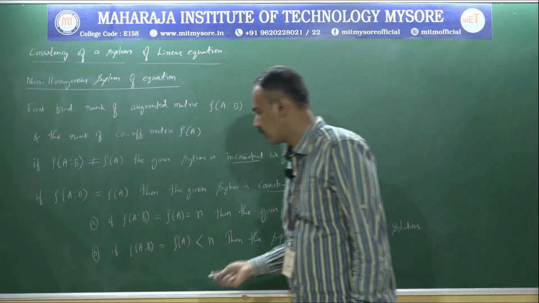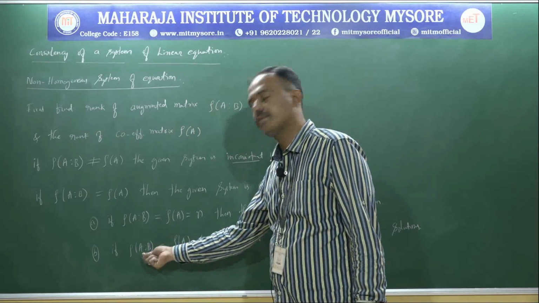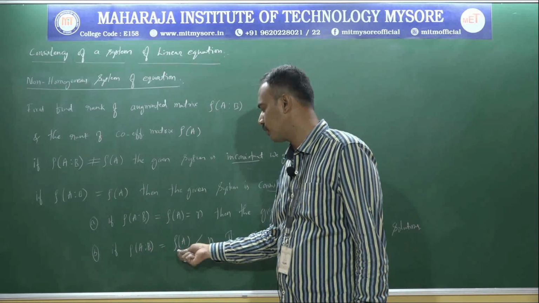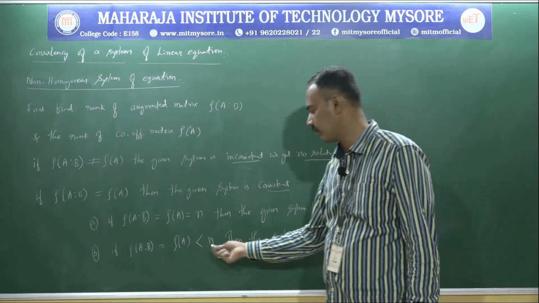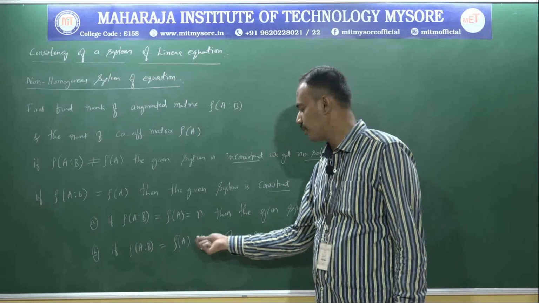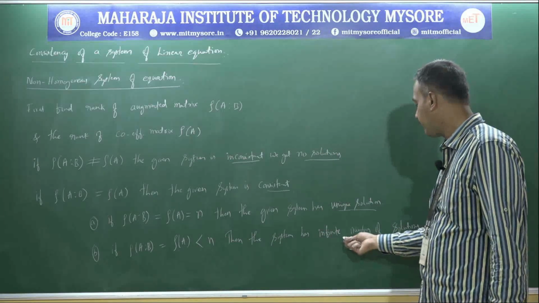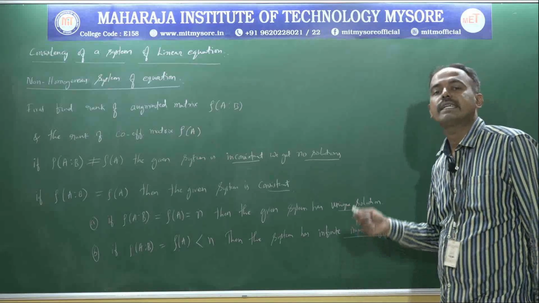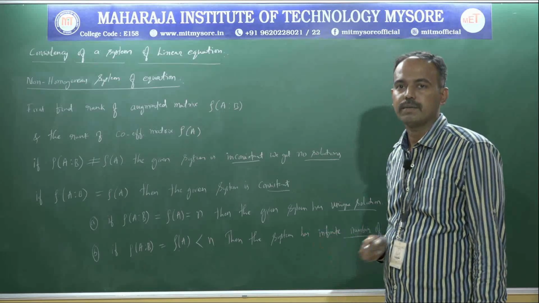Next, suppose the rank of the augmented matrix is equal to the rank of the coefficient matrix and is less than n, the total number of unknowns available. If it is less than n, then the system has an infinite number of solutions. In such cases, we get infinitely many solutions. That is the important thing here.